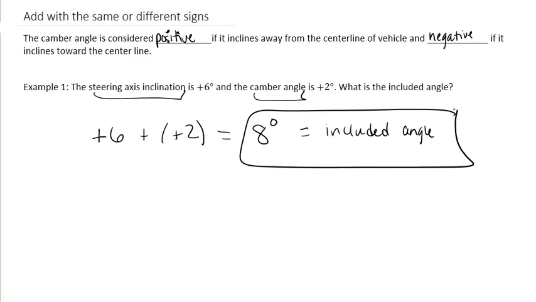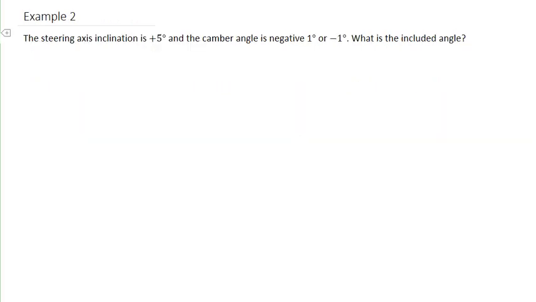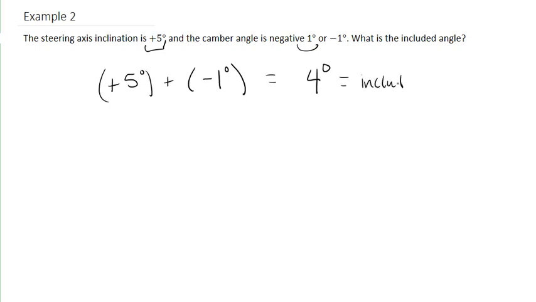So let's look at another example. The steering axis inclination is positive 5 and the camber angle is negative 1. What is the included angle? Once again, we're going to add these two numbers together. So we get positive 5 plus negative 1, which is 5 minus 1, which is equal to 4. And so our included angle is 4 degrees.